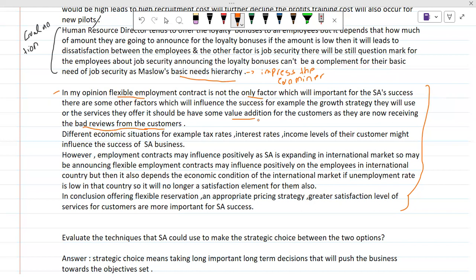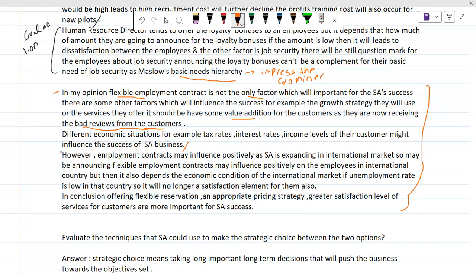As you can see, I am applying the business context here, and I am also evaluating my points, what other factors will influence the success. This is the other method of writing your evaluation. Different economic situations, for example tax rates, interest rates, and income level of their customers, might influence the success of the business. This can also happen. Here I just supported my opinion in this point.